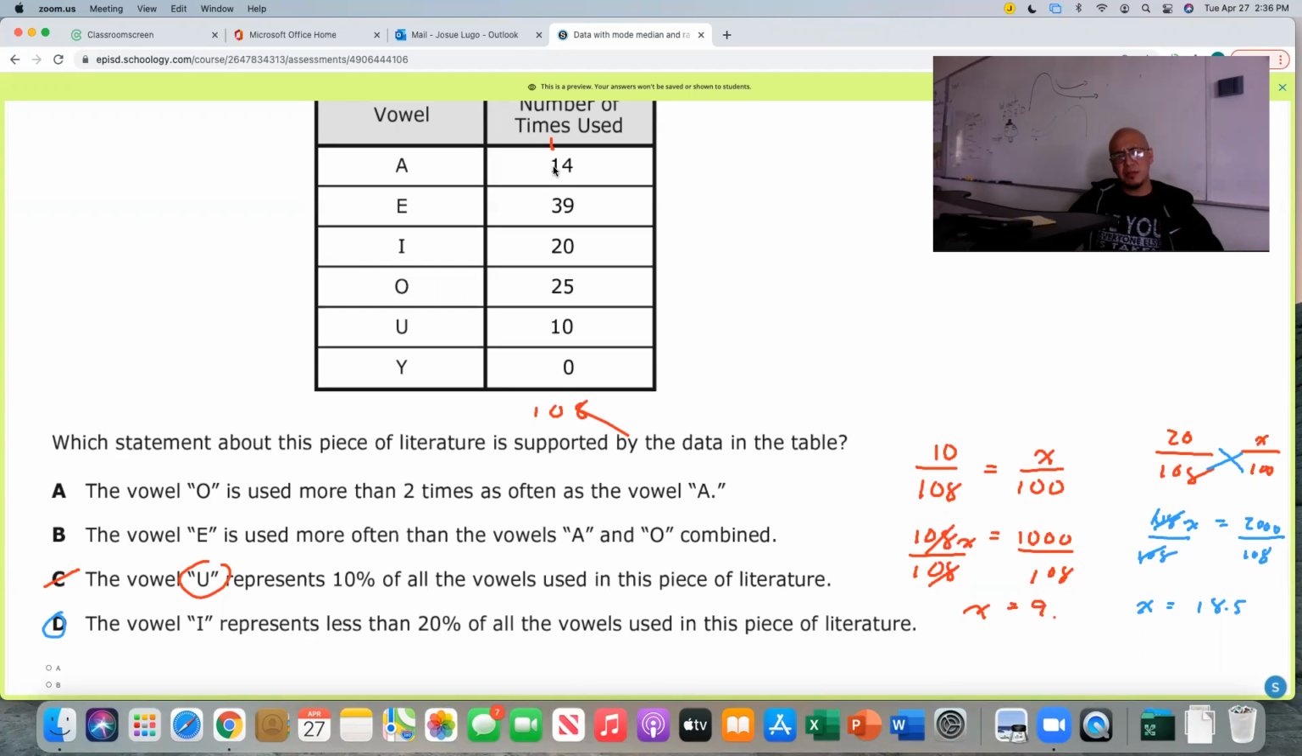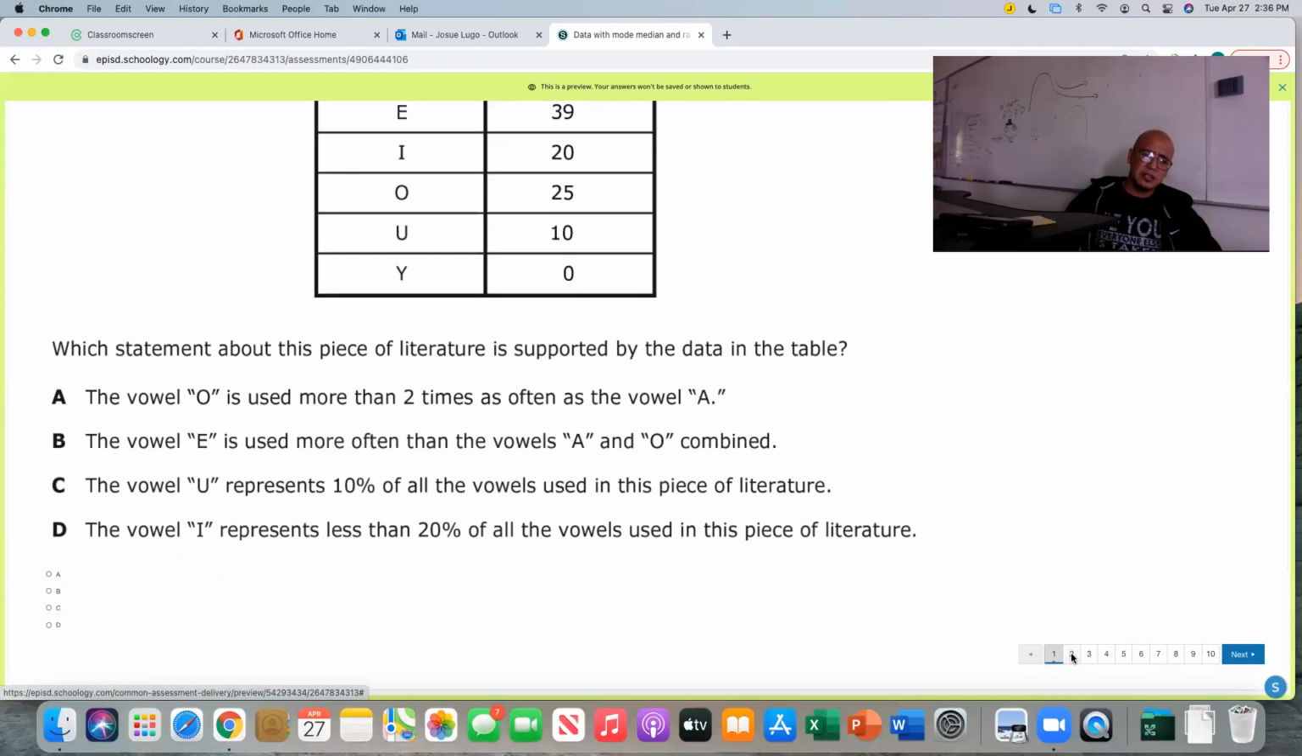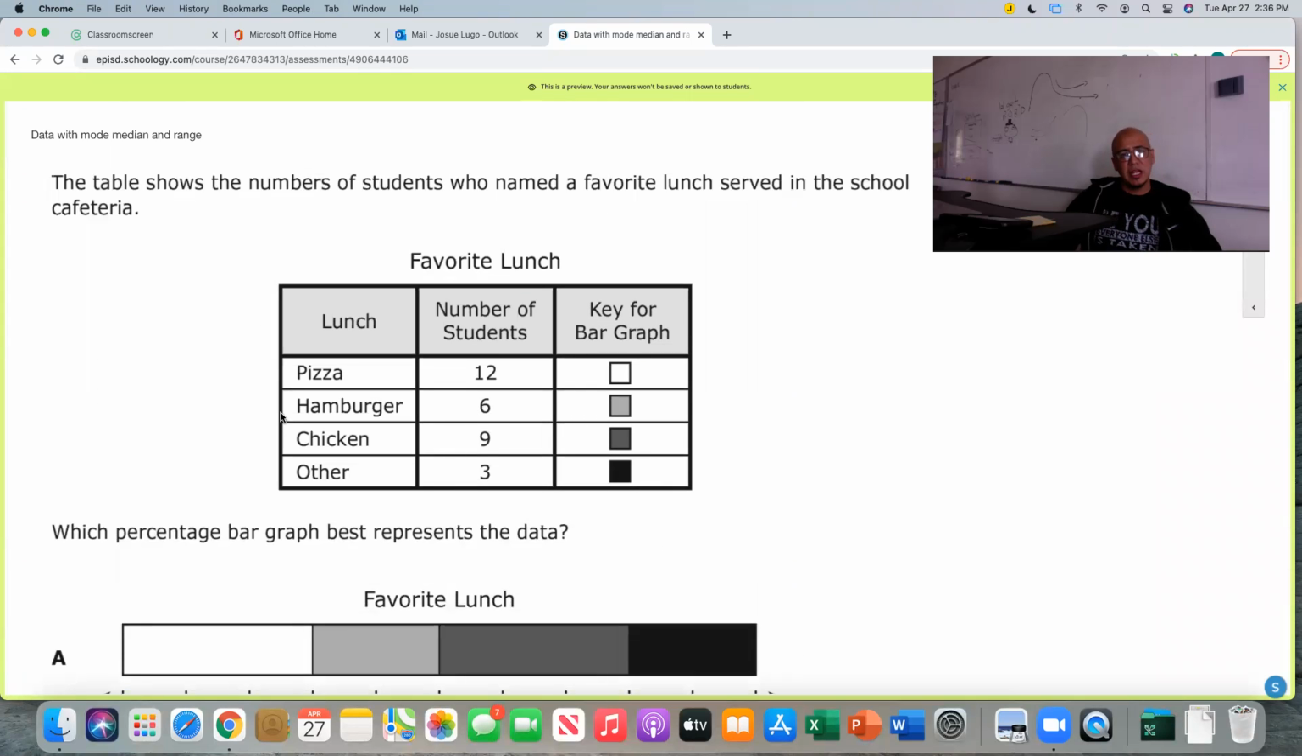I know that was a bit complicated, but I like the next one better. It's a similar problem, so let's go ahead and look at it. This time the table shows the number of students who named a favorite lunch served in the school cafeteria. So we have pizza, hamburger, chicken, and other. And there's a total of 30. So 30 is my 100%. Which percentage bar graph best represents the data?